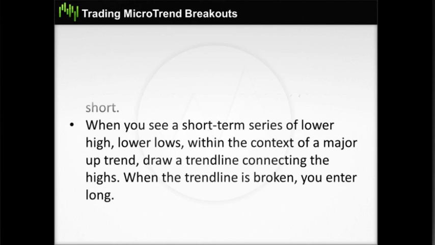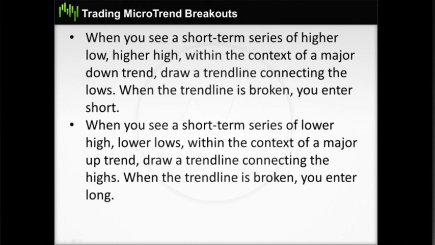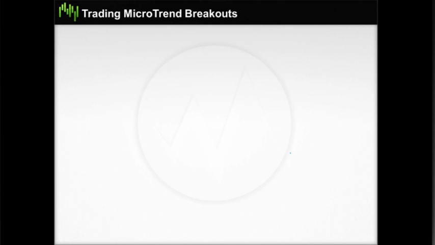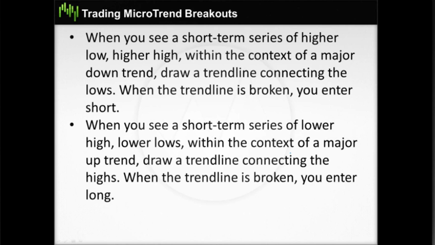Alrighty? So when you see a short-term series of higher low, higher high pivots within the context of a major downtrend, you draw a trend line connecting the lows. Just a general rule of thumb for trend lines: if you are drawing a trend line on the bottom of the price bars, we want that trend line to be angled up. So we want to see the price action put in a higher low. On the bottom of the price bars, it needs to be angled up. If it's on the top of the price bars, it needs to be angled down.